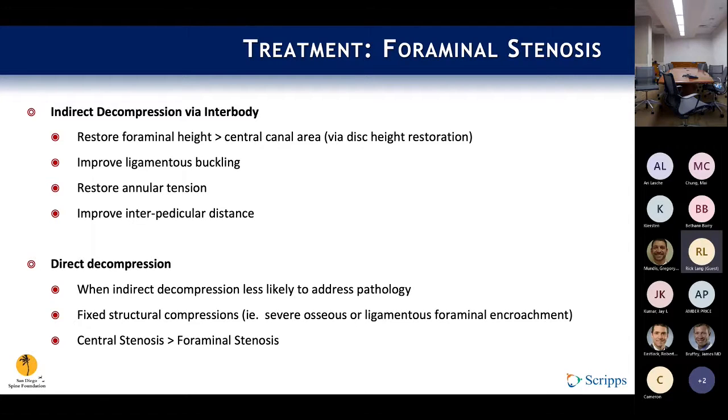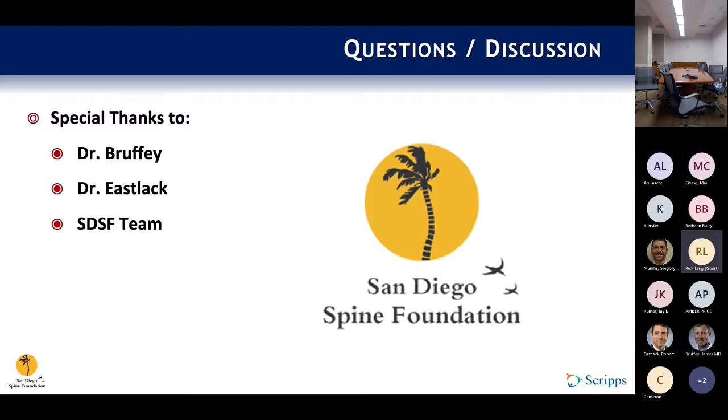It also is generally more effective if the patient's symptoms are more central stenosis in origin, more neurogenic claudication than actual foraminal stenosis. So if that's their predominant presenting complaint, then central or direct decompression may be a better option for them. So that's the slides.